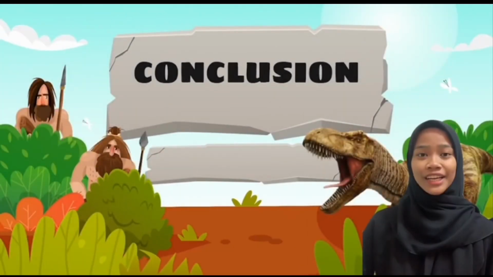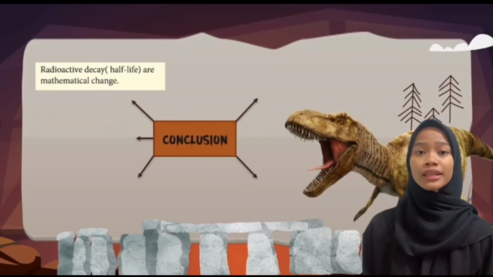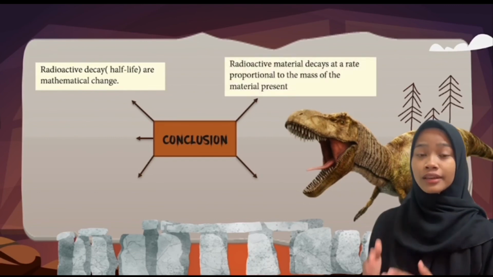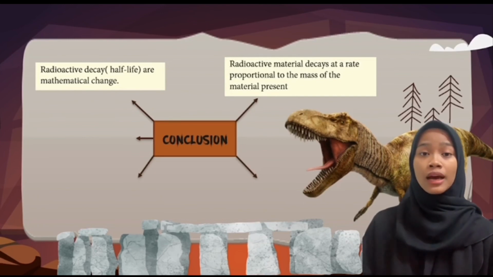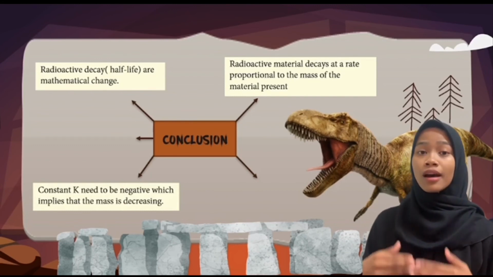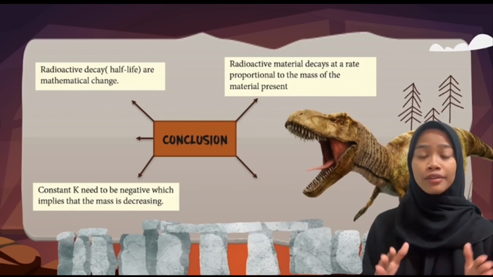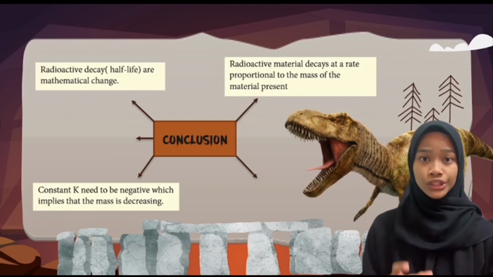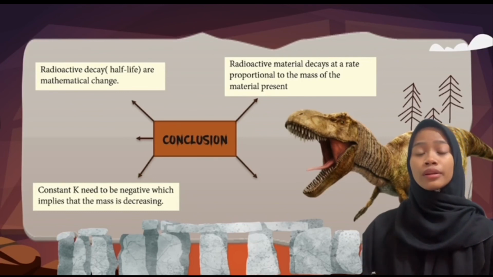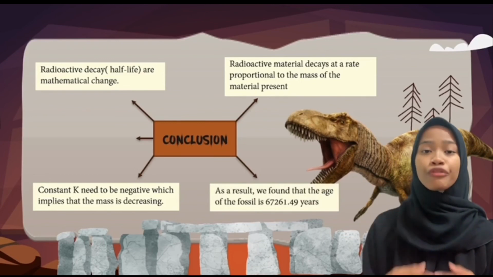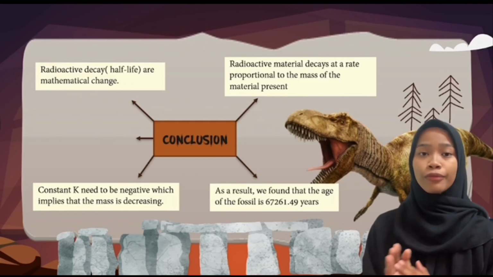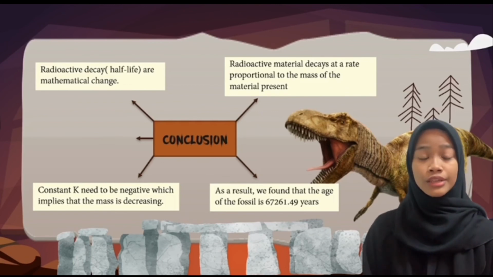In conclusion, radioactive decay, which is half-life, is a mathematical change. Experimental evidence shows that radioactive material decays at a rate proportional to the mass of the material present. The constant k needs to be negative, which implies that the mass is always decreasing. What we have learned from the problem statement is that first-order equations are applied to solve numerous problems in real life, including those involving radioactive decay. As a result, we found that the age of the fossil is 67,261.49 years after applying the first-order differential equation.